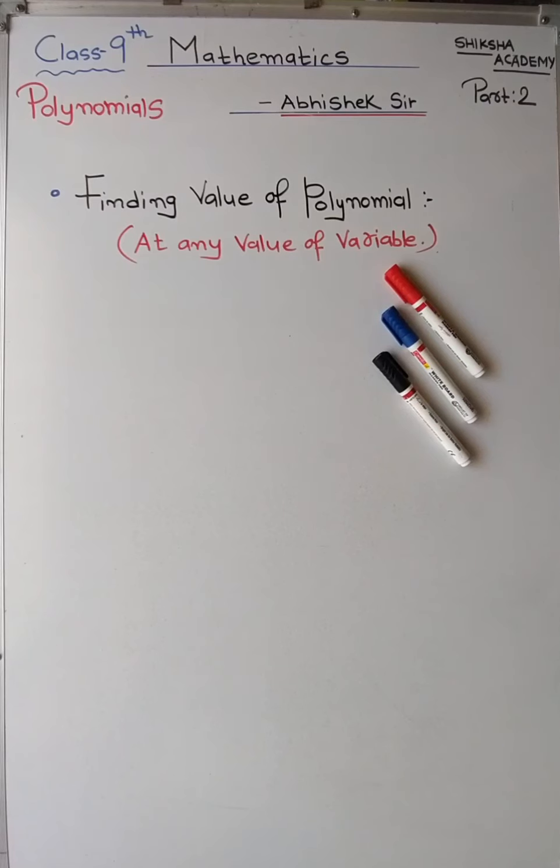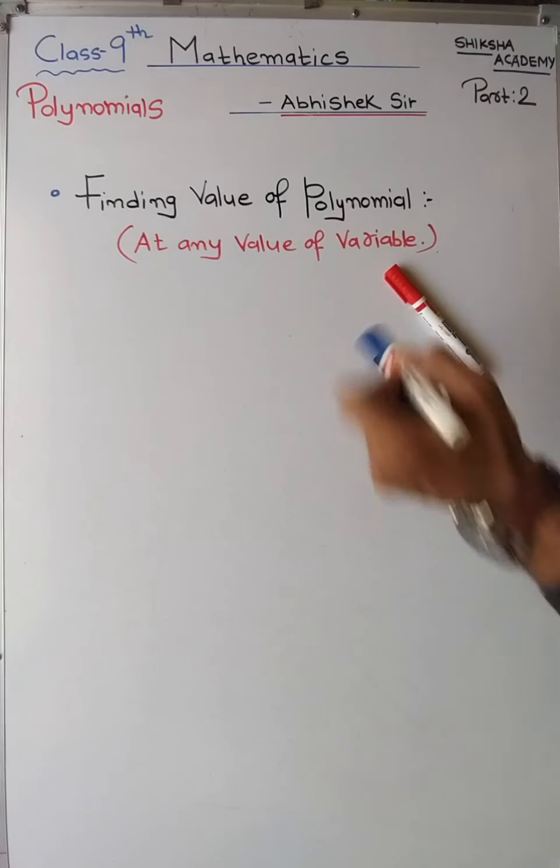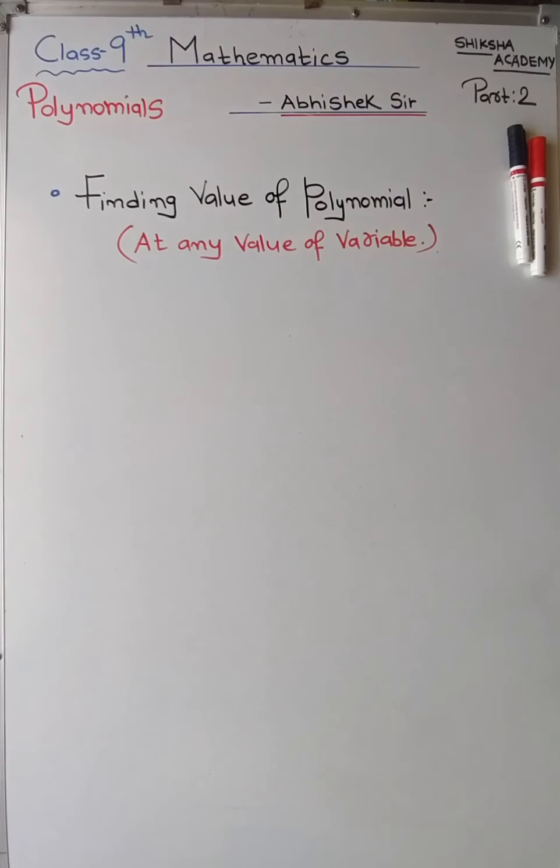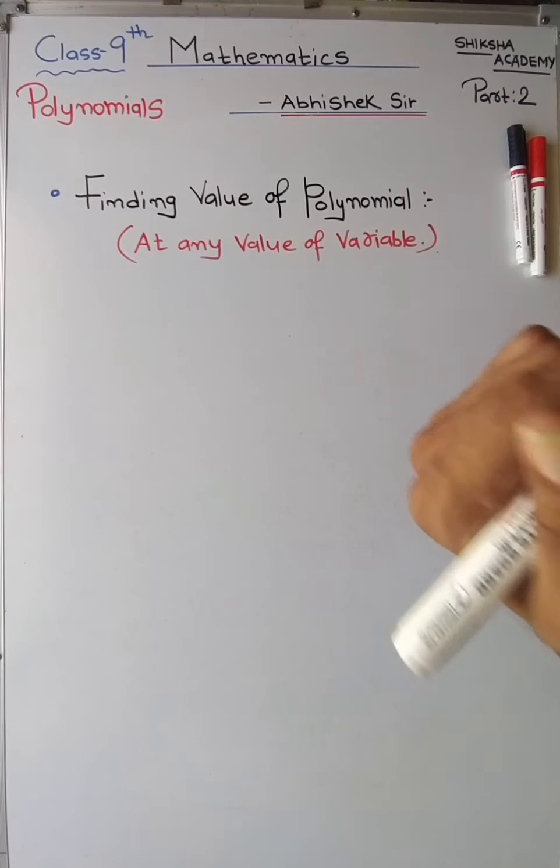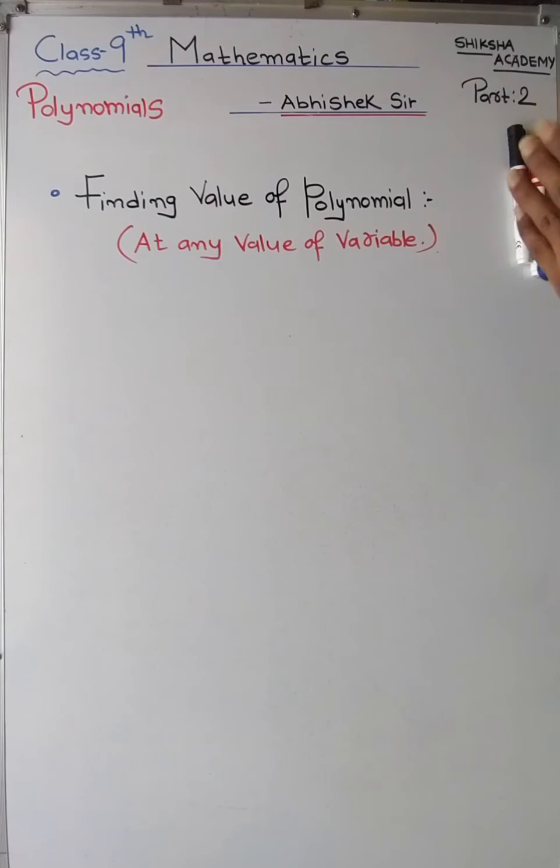In that we are doing chapter 2, that is polynomials. In part 1 we have studied all the basic concepts and exercise 2.1. Now let us go for the next topic, that is finding value of polynomials at any value of variables, and then we'll move on to finding zeros of polynomial, and then finally we will also solve step by step every question of exercise 2.2, right? So let us start our journey with the first topic, that is finding value of polynomial.